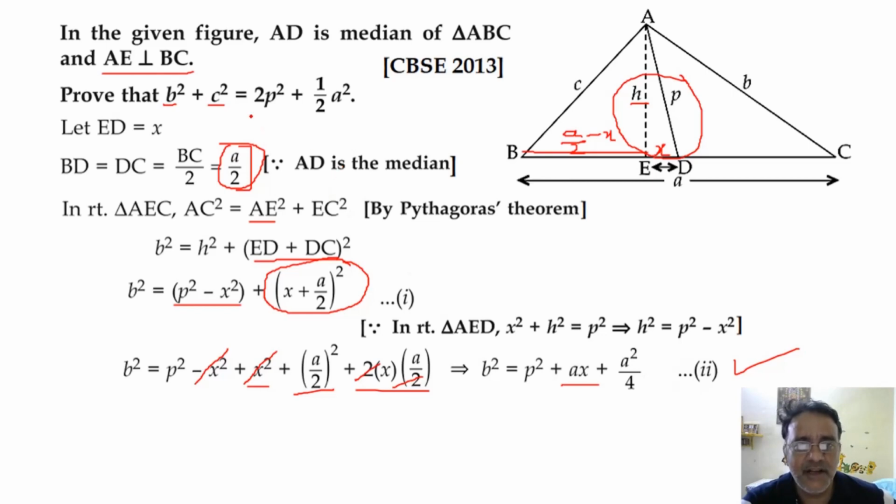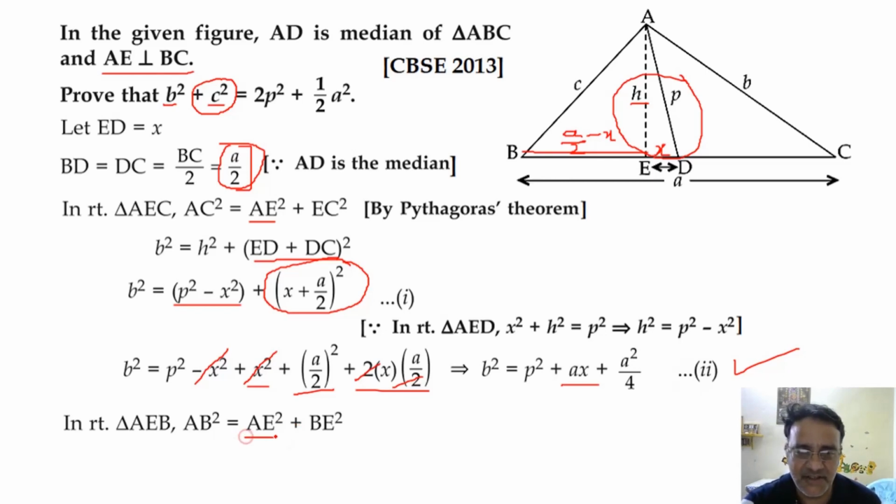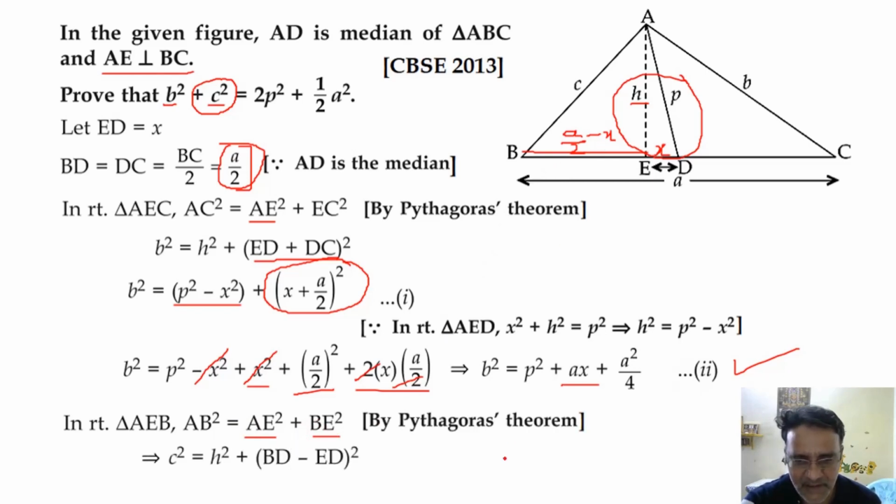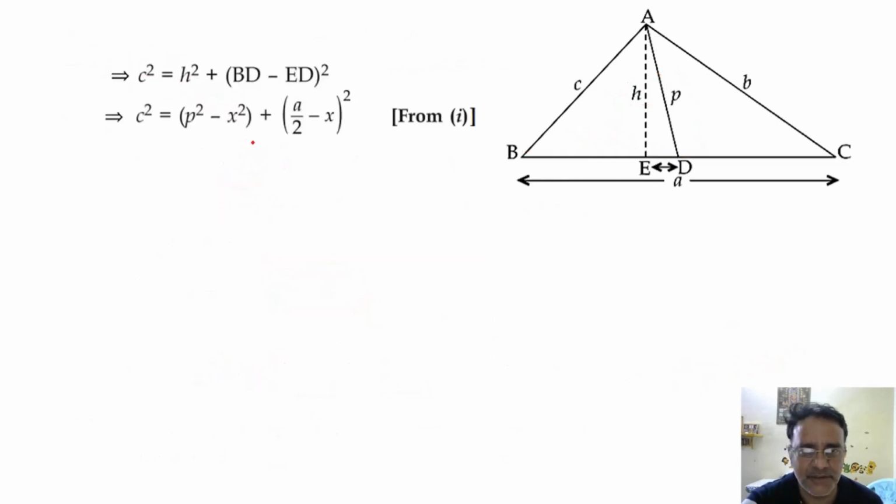Okay, now the next part is C. Now C means you have to take triangle ABE. Now in right triangle AEB, AB square is equal to AE square plus BE square, and AE is H, and BE we can write as A by 2 minus X. I already told. Right, now in the next step we are going to substitute A by 2 X here, and H square is equal to P square minus X square.